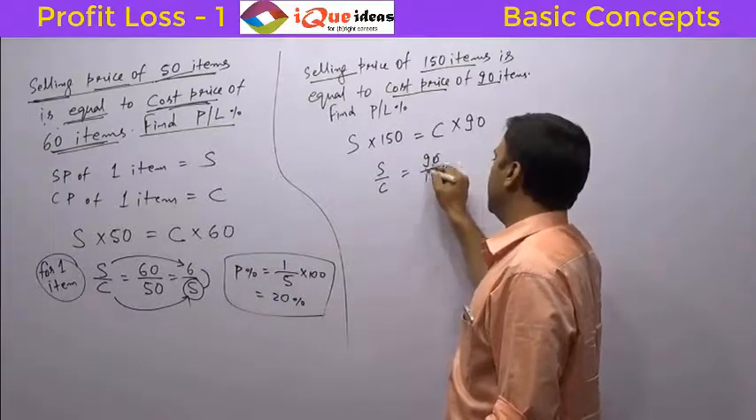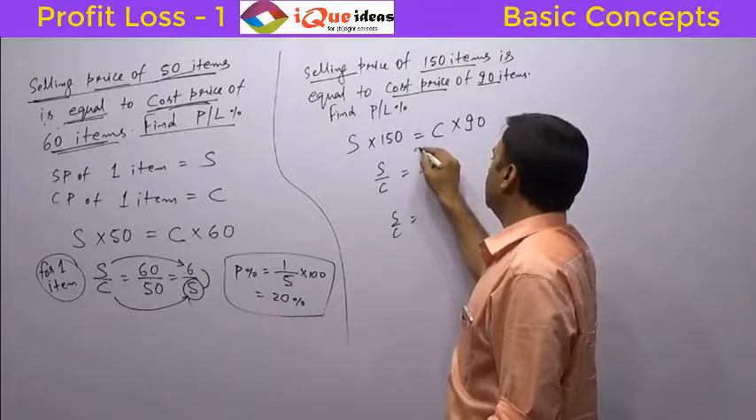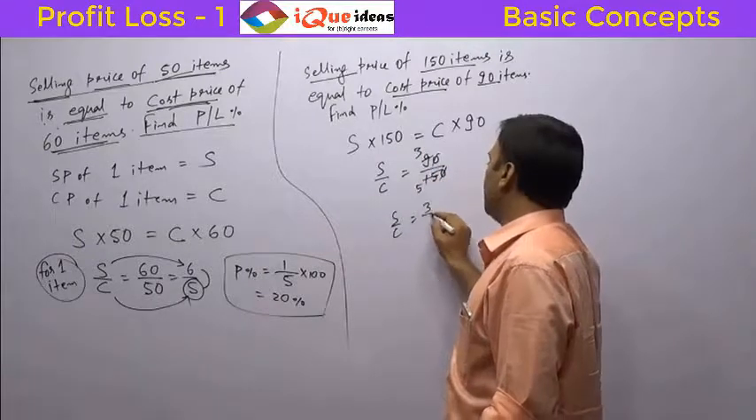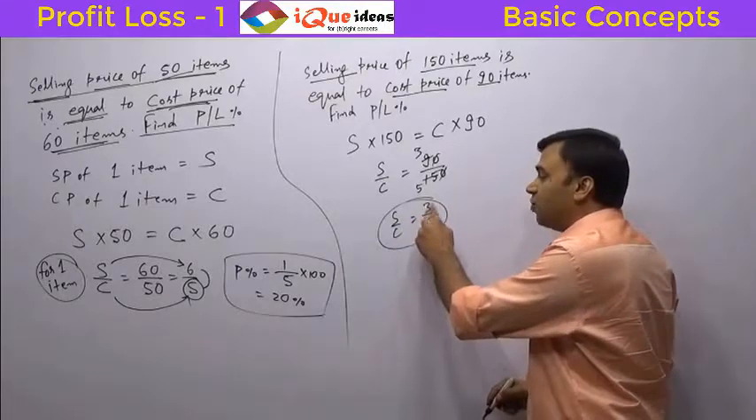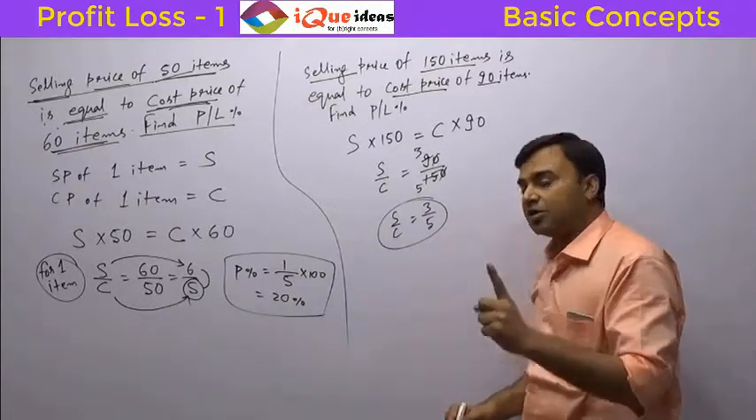So 0, 0 cancel, 3 threes are. So S by C is equal to 3 divided by 5. So we have got our required ratio as 3 by 5. Please be careful. Here the selling price value is smaller than the cost price value. So there must be a loss, right?